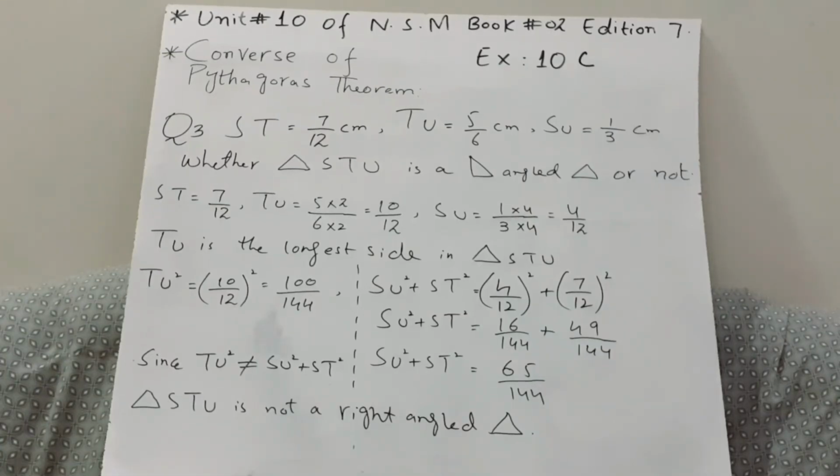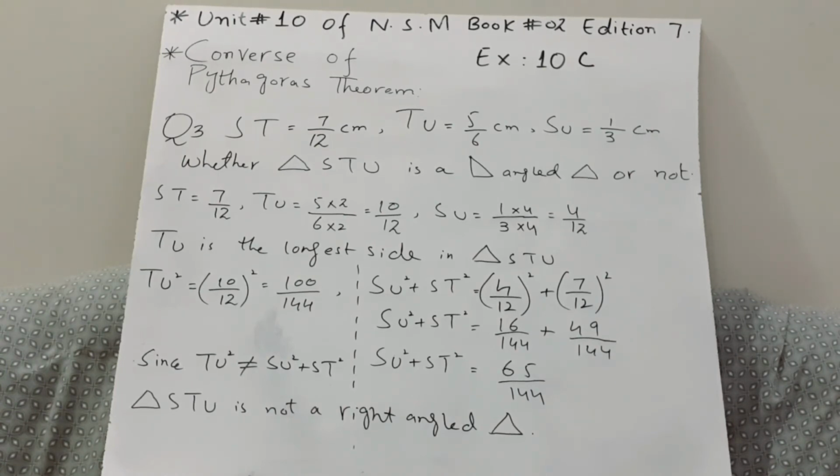In question number 3, we have been given the side lengths in fractions: ST equals 7/12 centimeter, TU equals 5/6 centimeter, and SU equals 1/3 centimeter. We have to tell whether triangle STU is a right angle triangle or not.